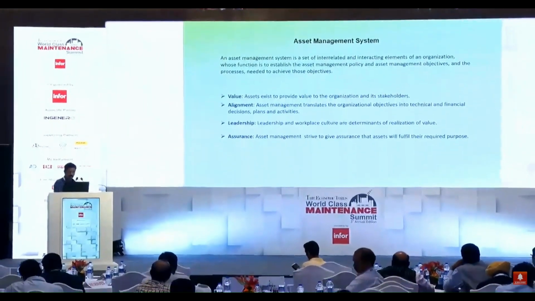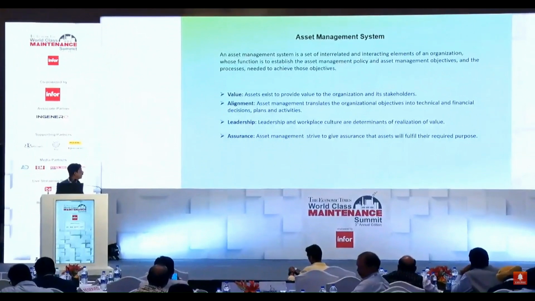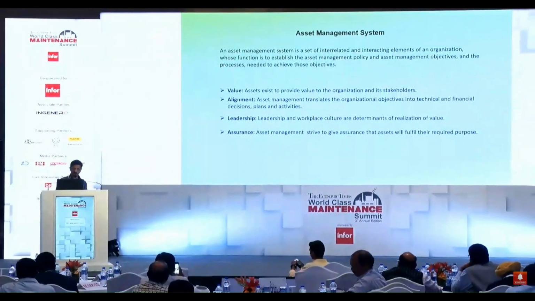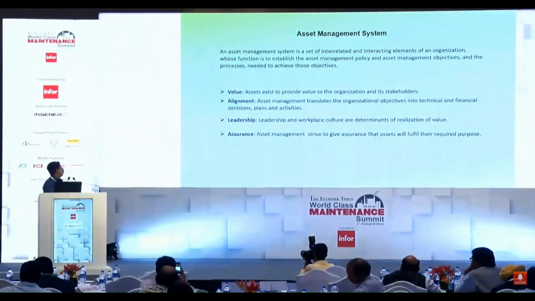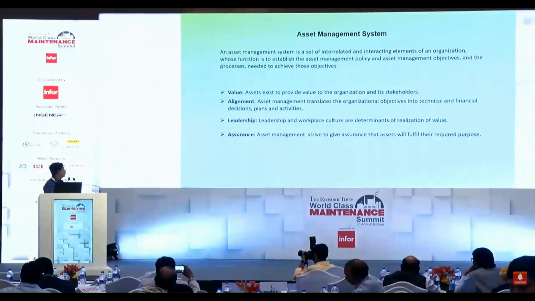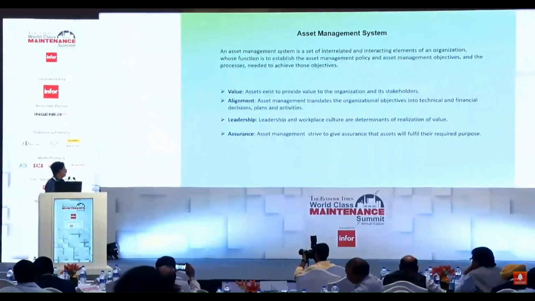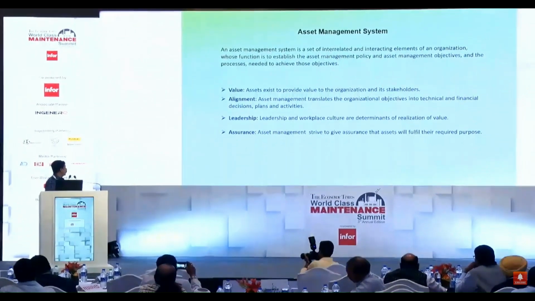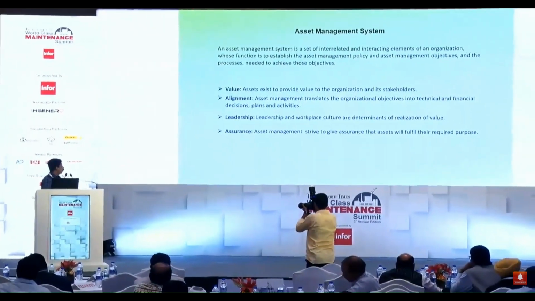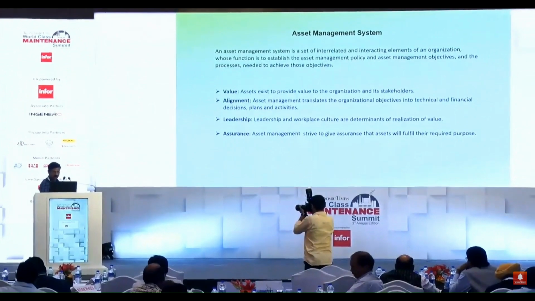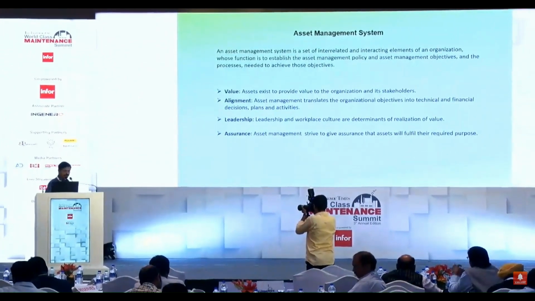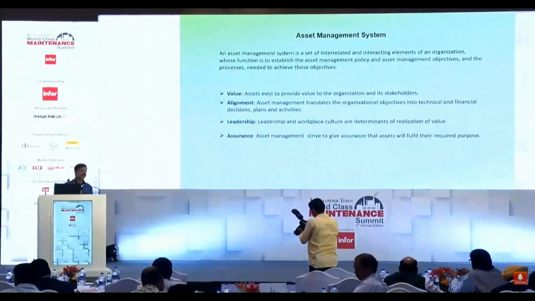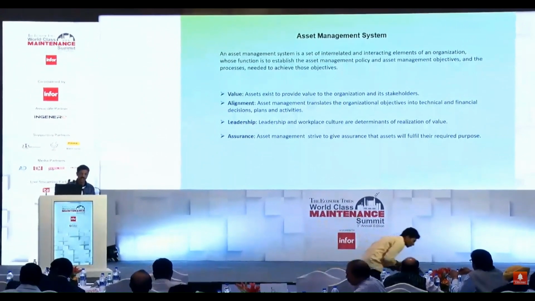So asset management system is a set of interrelated and interacting elements of an organization whose function is to establish the asset management policy, asset management objectives and processes needed to achieve those objectives. So this is what we say asset management system. Now, what are the elements of an asset management system?